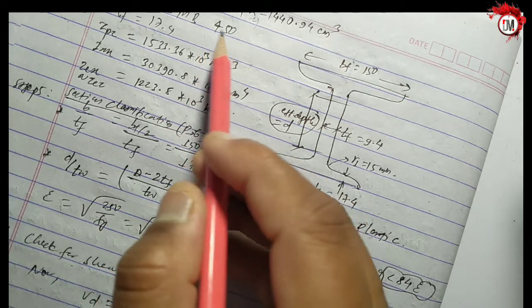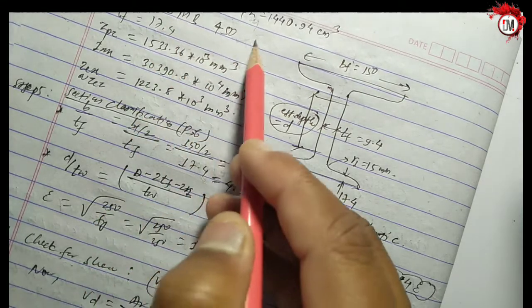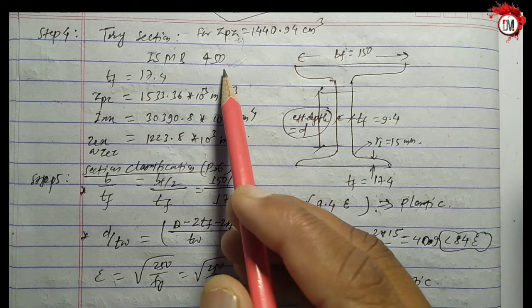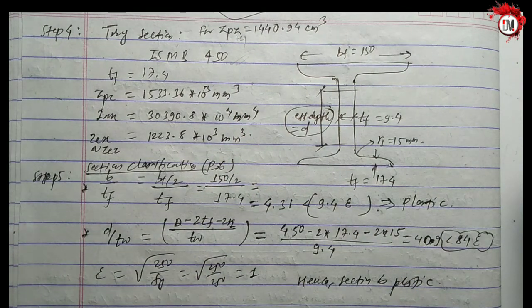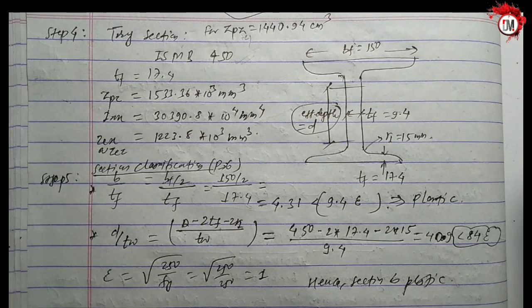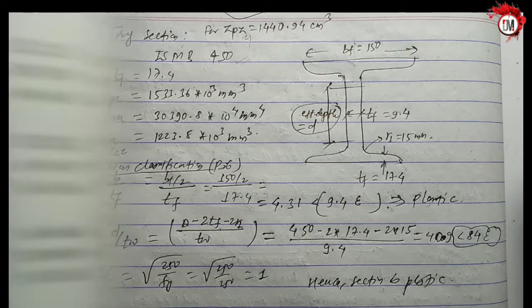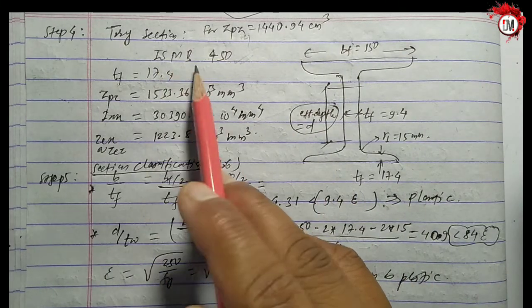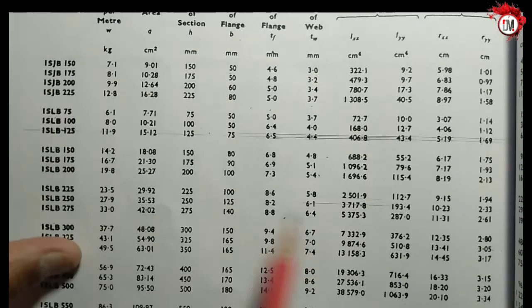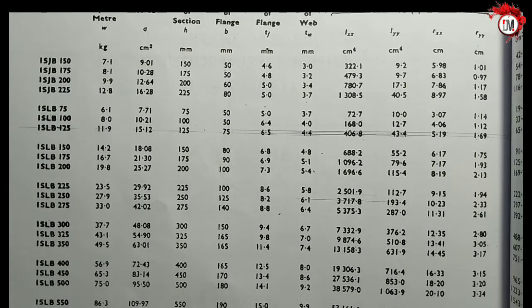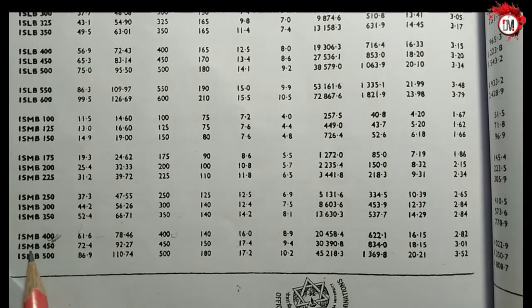Now we have to take different properties of the ISMB 450 steel from the table. So we will go to a further page number. I will show you. You go to page number 98 in the steel code, and we have to look at ISMB 450. See here, this is ISMB 450.